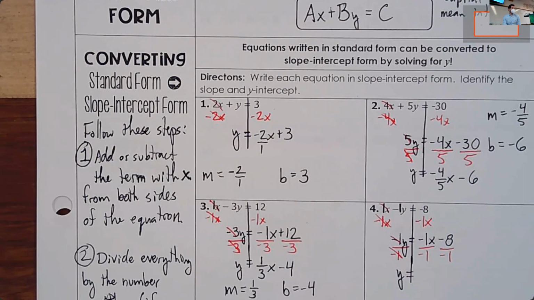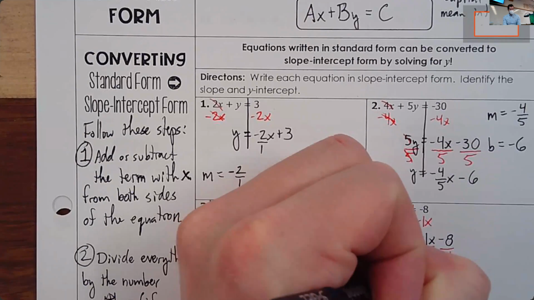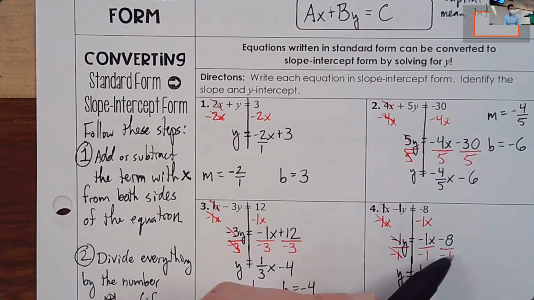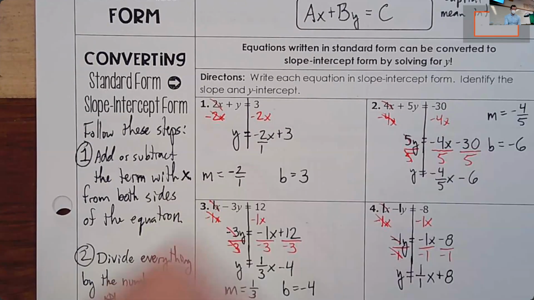And a -1 over a -1, negative over negative is always a positive, so that's just 1 over 1x. And then a negative divided by a negative over here is a positive. -8 divided by -1 is +8. So our slope-intercept form here is y equals 1 over 1x plus 8.